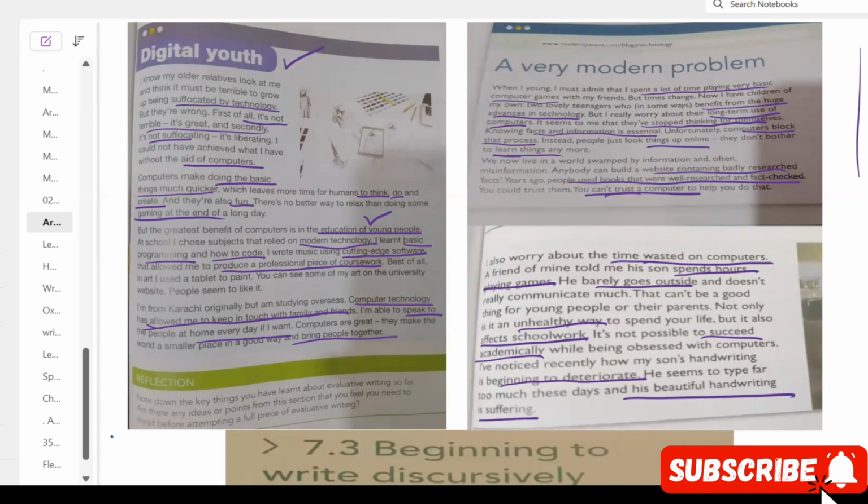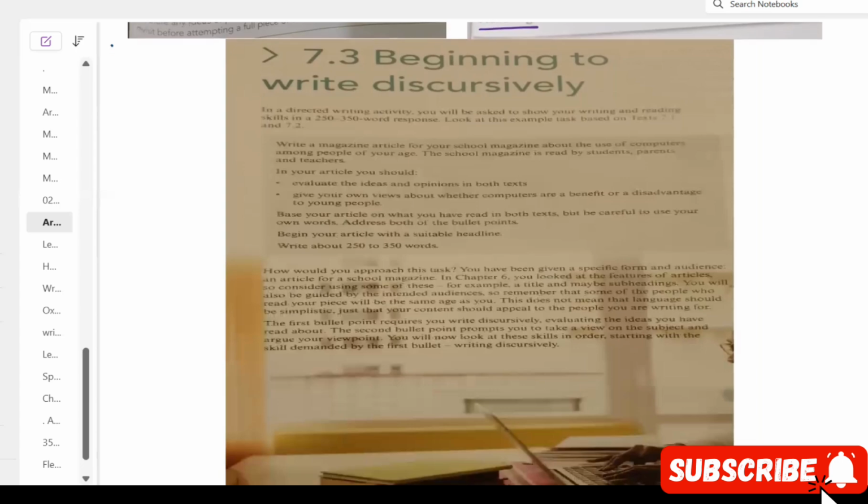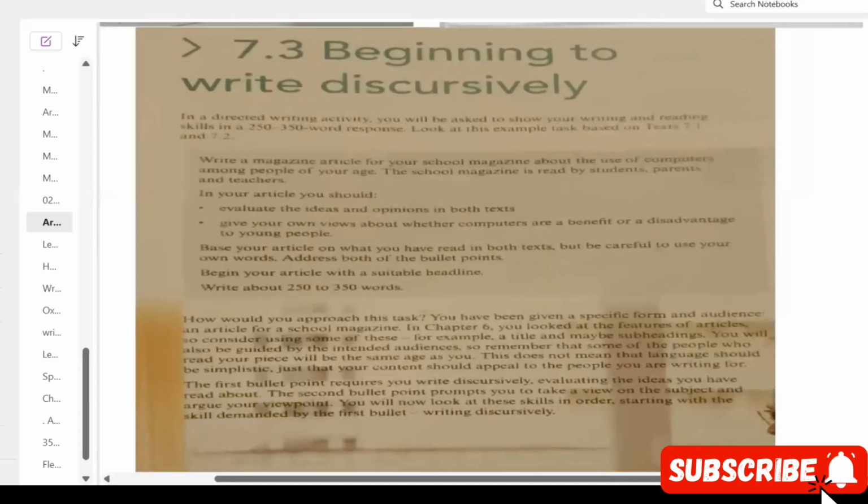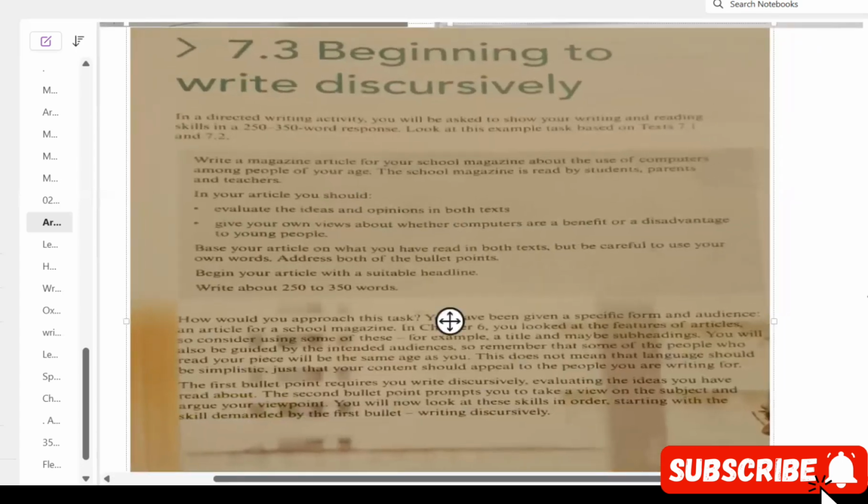Keeping the paper in hand, you have to underline the keywords first and then start transforming them in your own words. Now, let's move on to the question. Now, the question is, in a directed writing activity, you will be asked to show your writing and reading skills in a 250 to 350 word response. All right. So, this is the example task. Based on this, I have read the text.